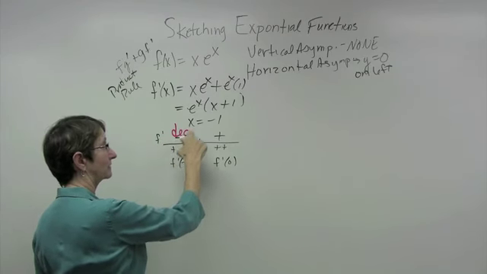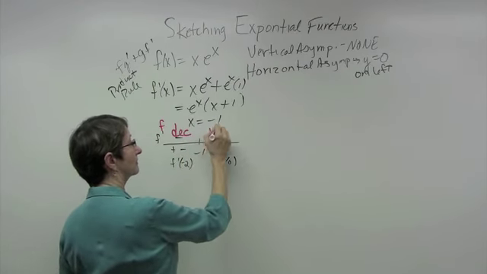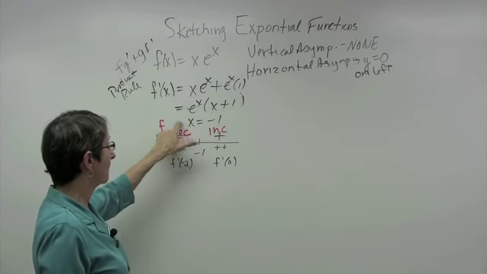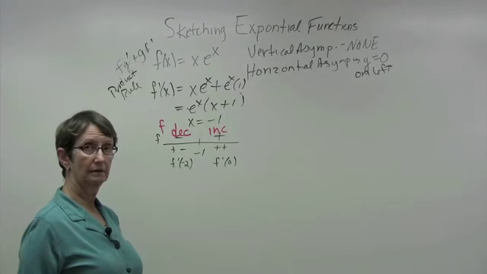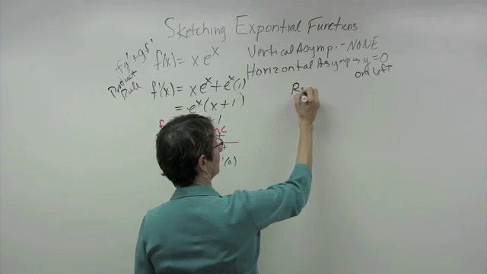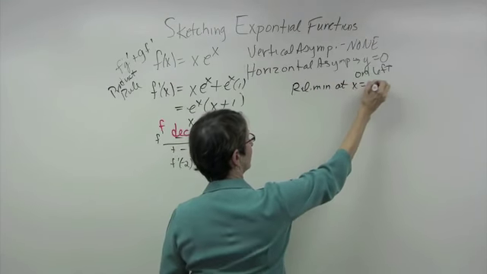First derivative is negative, the function f decreases. First derivative is positive, the function increases. So I do know where the function increases and decreases, and that tells me now that I have a minimum at negative 1, a relative minimum. Relative min at x equal to negative 1.